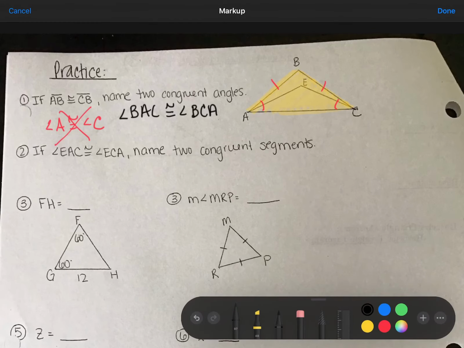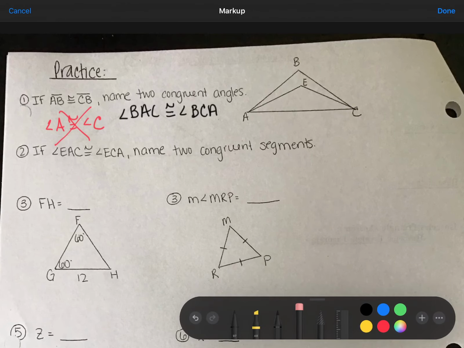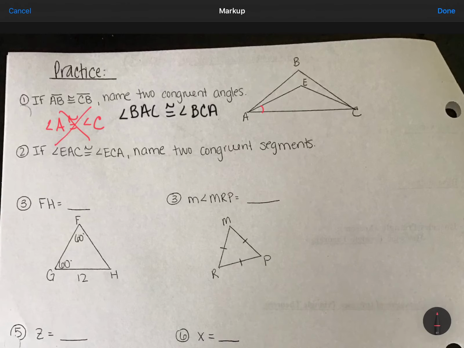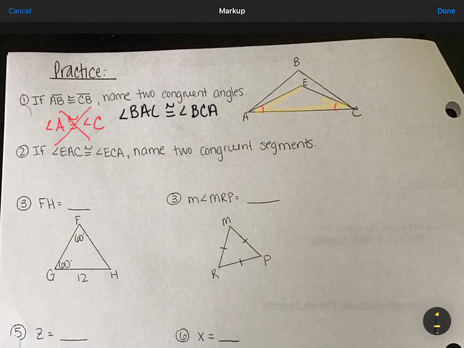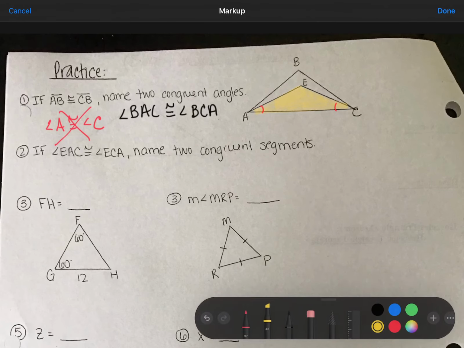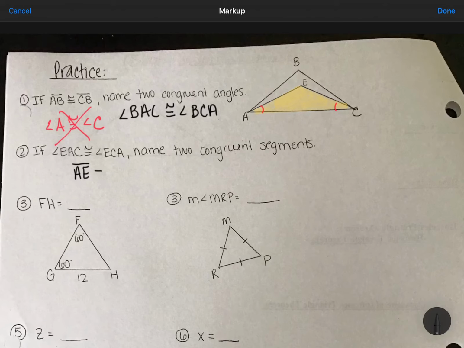All right, number 2. So I'm going to erase all my highlighting here because I'm pretty sure we're going to talk about a different triangle. So if I find angle EAC, this tiny angle down here, is congruent to ECA, that little angle down there, we're clearly talking about this small triangle in here. So which sides would be congruent? If that were true, I could say side AE, because it's across from that base angle, is congruent to side EC. So anything that is across from it are going to be congruent to each other.